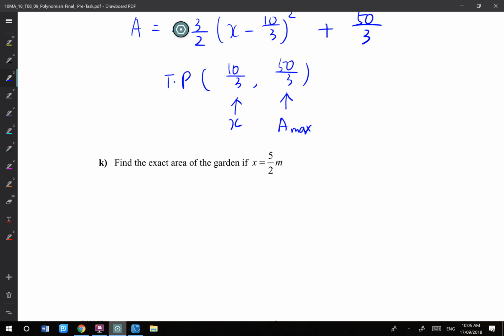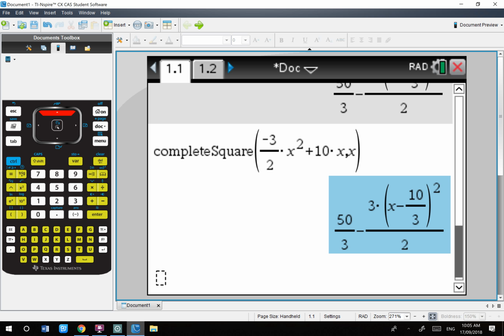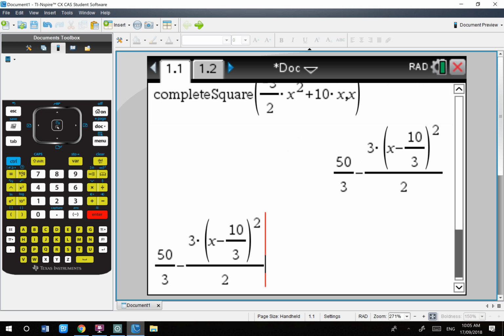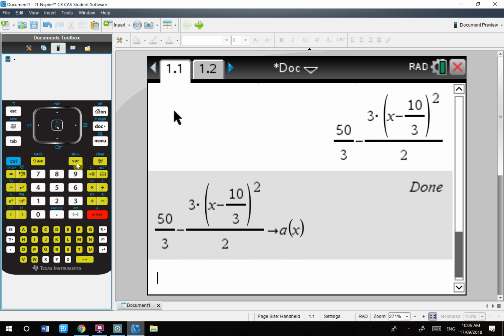Okay, so what I will do now again is, you know what? This is exactly the same thing as what you have in the bracket. So I will just copy this down and then press Ctrl VAR. You move up, highlight that, press enter to move it downwards, Ctrl VAR to have this arrow and make an A bracket X, because this function is A(x), area relate to x. Press enter, it will say done.